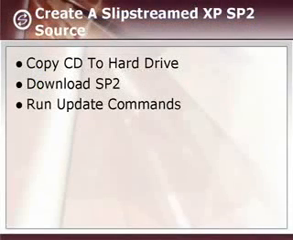The next step we're going to take to prepare here is to get our Windows XP Service Pack 2 source ready to go to provide to remote installation services. So we'll copy the Windows XP CD to the hard drive, download Service Pack 2, and then run the update command to slipstream Service Pack 2 into a combined source that can be used by remote installation services.